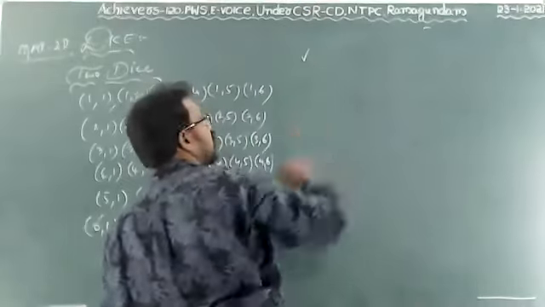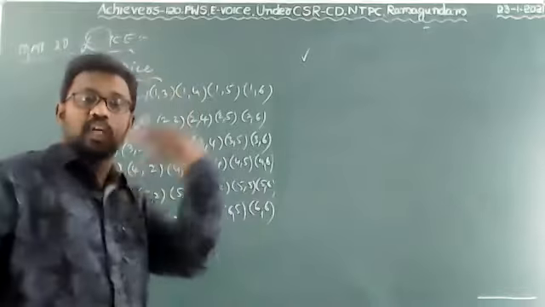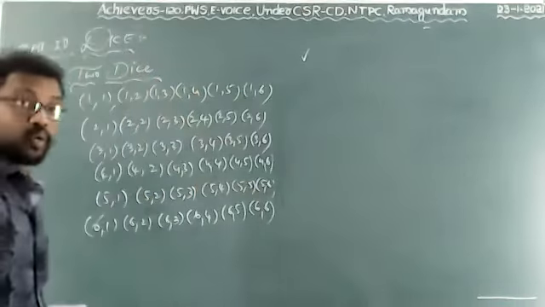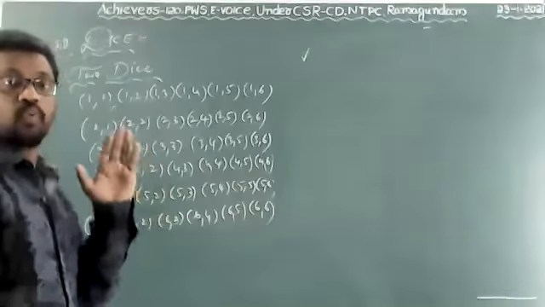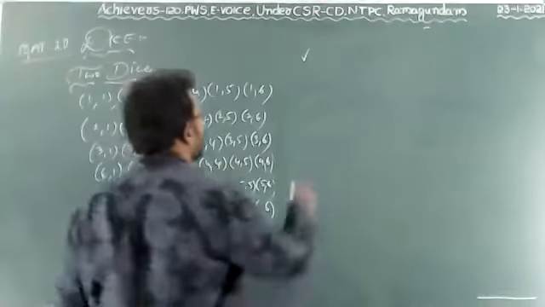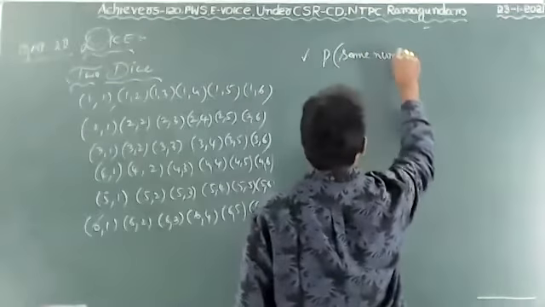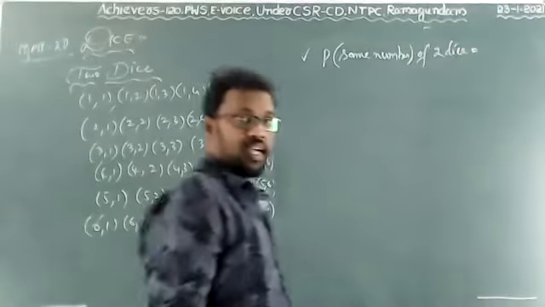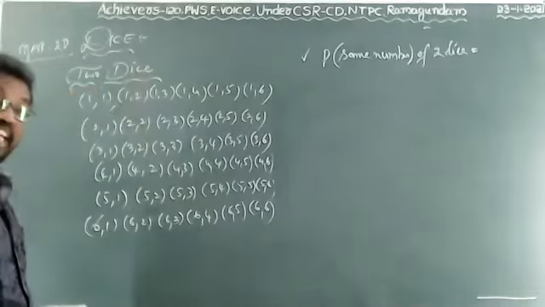One of the questions. I'm not going with the steps directly. I will raise the question and I will say the answer. Here, two dice. What is the probability of getting the same number on two dice? It should be the same. Let us take this easy. 1, 1 is the same number.